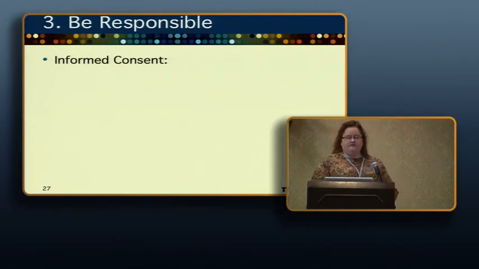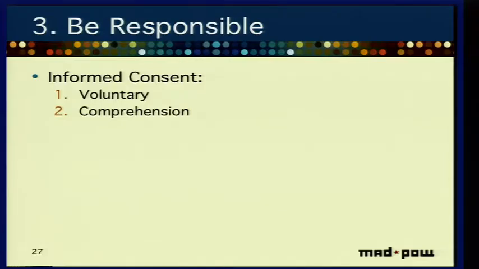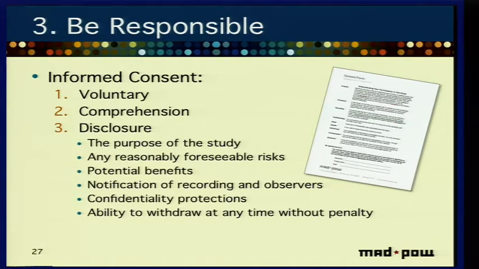And another bit of responsibility, as I said, with your responsibility to the participant, you also have an ethical responsibility to follow the guidelines for human subject testing. And there's 3 things about informed consent that you should definitely be aware of. One is that you need to make sure you're getting voluntary consent from your participants, that they understand what they're getting involved with, and that you're disclosing the full bits of what you're conducting in your study. So your purpose, any risks, benefits, recording, observers, confidentiality, and withdrawal.